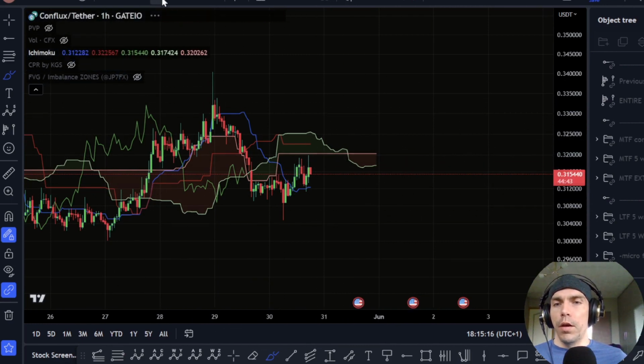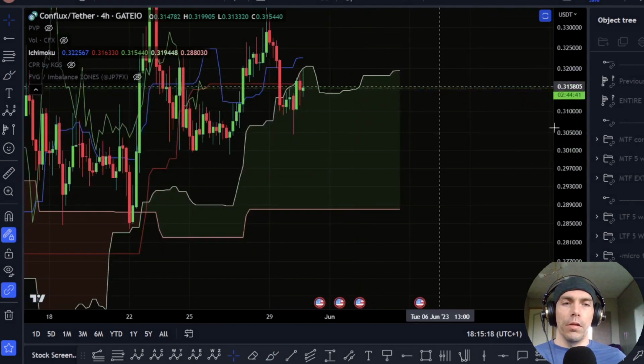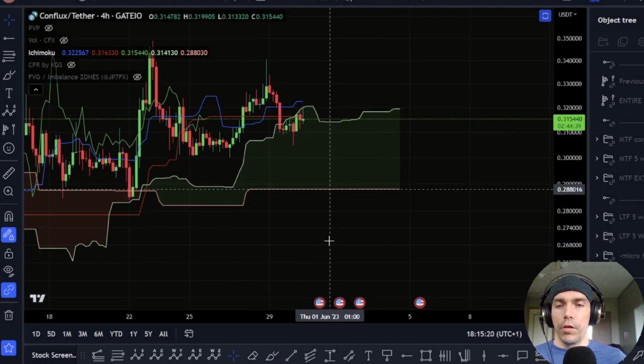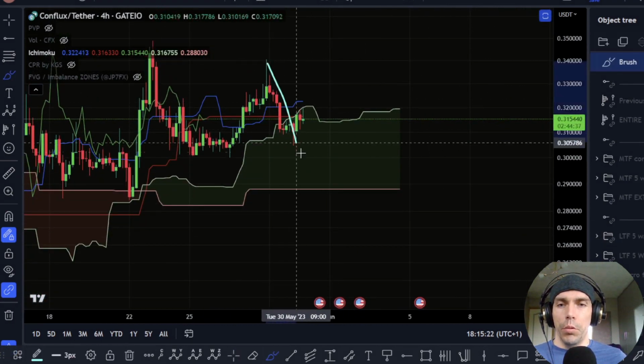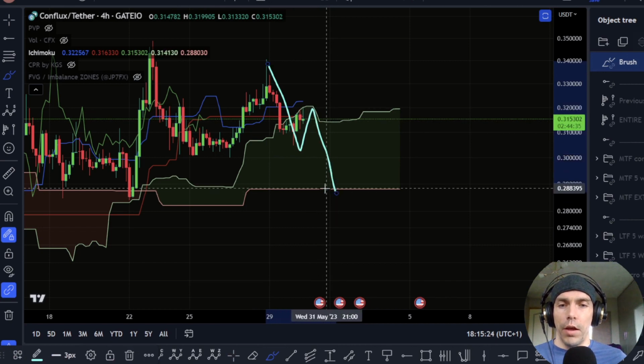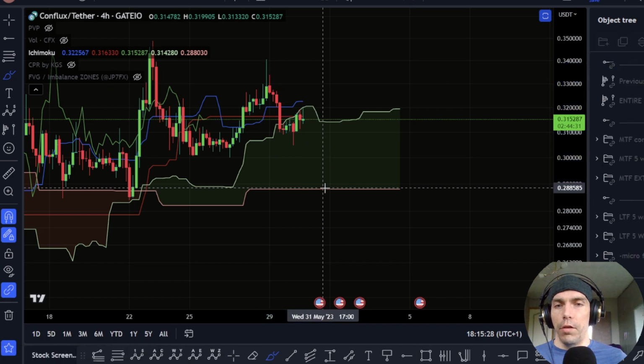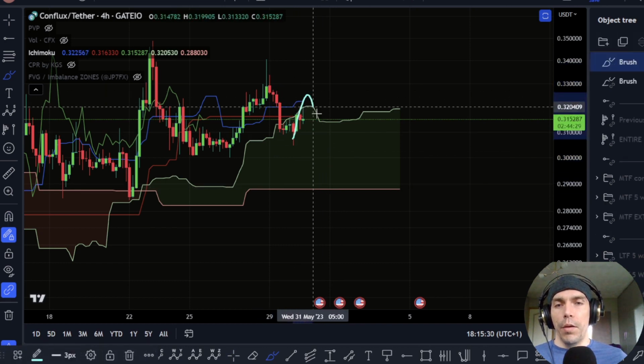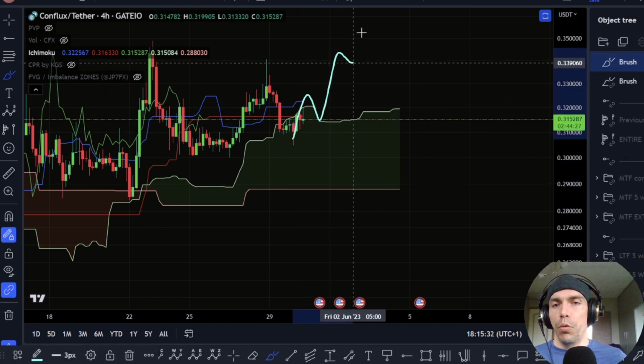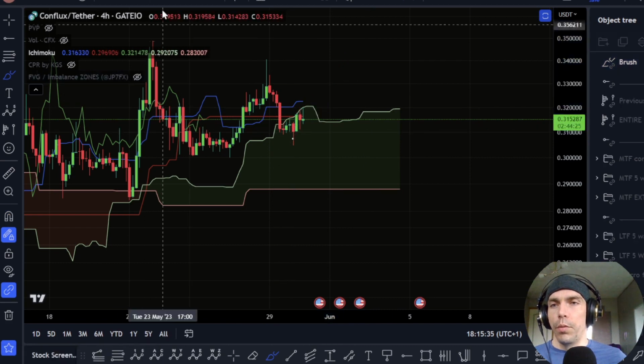Now, if we then come over here onto the 4 hourly, what we can see is that we've actually had a drop into this cloud. Now, it is always possible that we could see a move lower down and actually coming back into this lower area of this cloud, which would be this 28.83. However, if we do break back above this, we could look to actually find support on this and then look to move away from these levels.